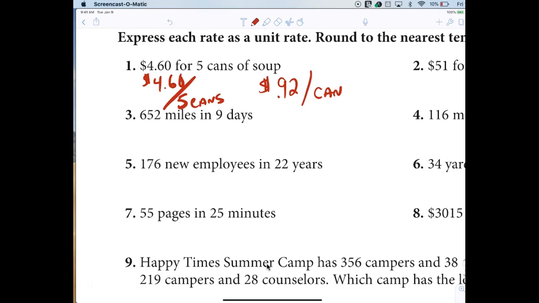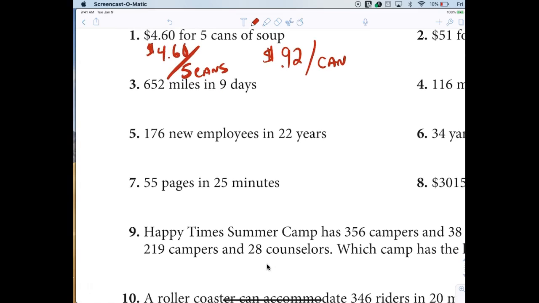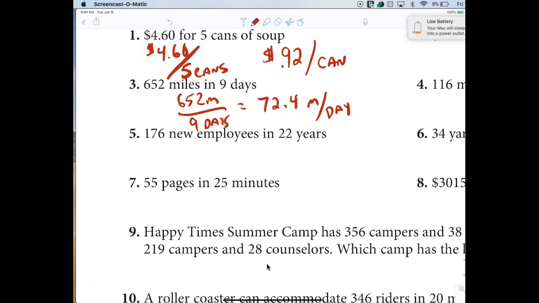That's what that means. All right, William, you're up. So 652 miles in 9 days. What does that mean? 652 divided by 9, which is 72.4 miles in 1 day. Yes. Miles per what? Miles per day. All right, is everybody happy with that explanation? Please double check and verify.